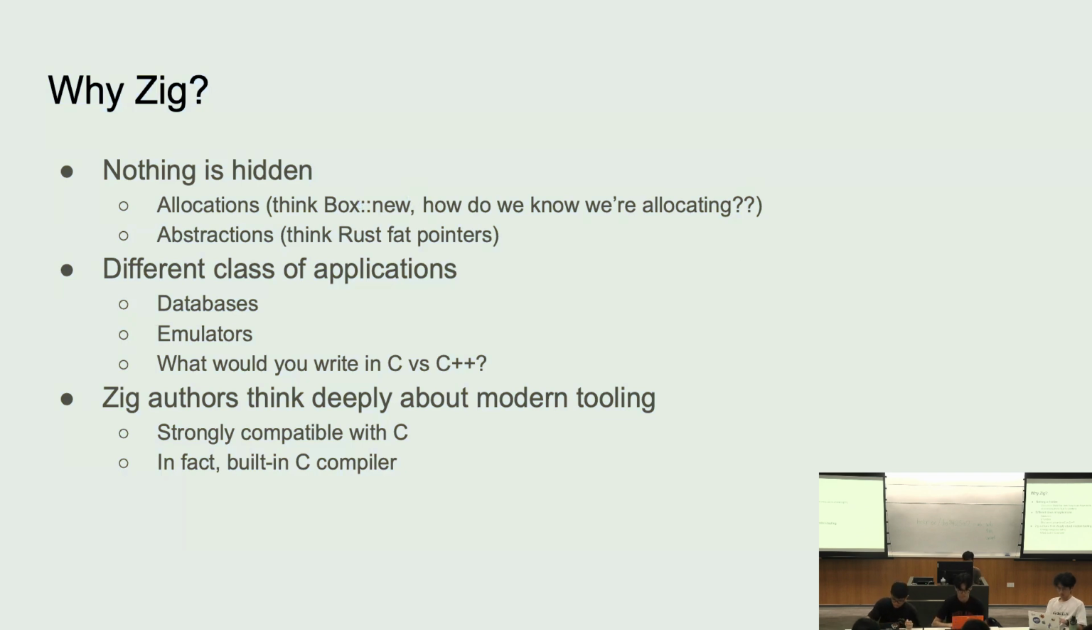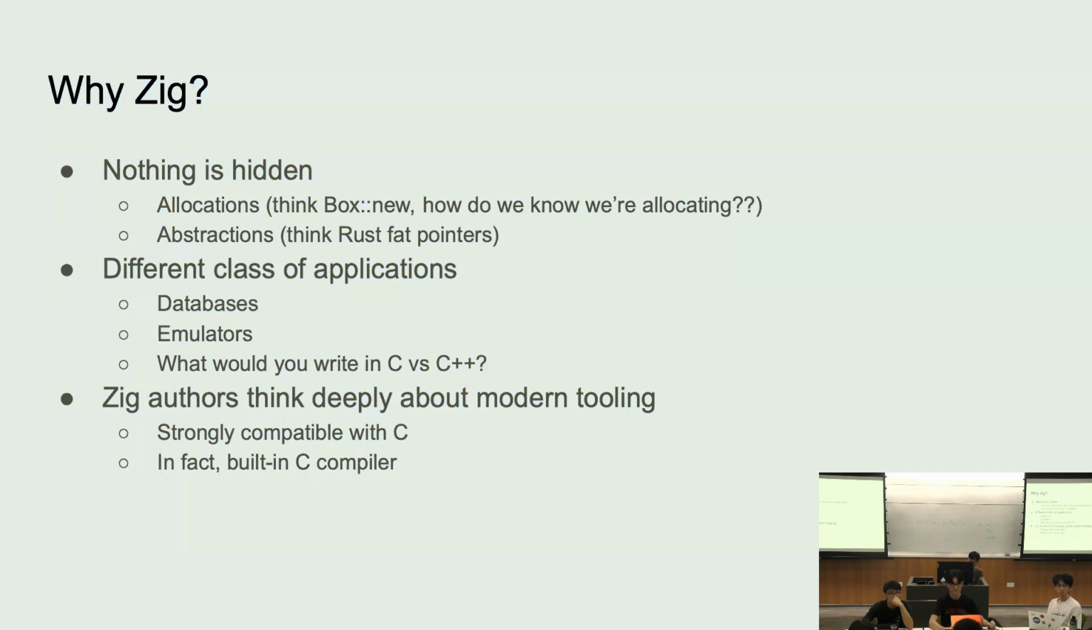and that's what makes it much easier to read. And in abstractions as well, Rust, despite being a low-level language, still has a lot of hidden magic. Think about Rust fat pointers, for example. In Zig, there's no such thing as a fat pointer, and nothing is hidden away, and nothing is magic.